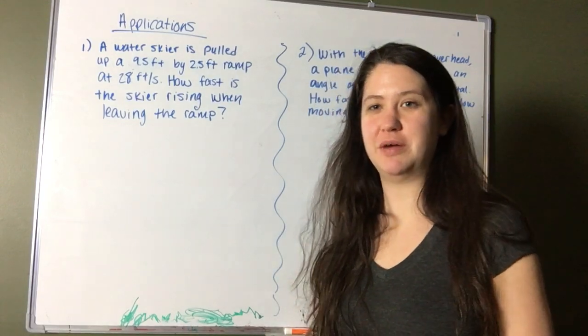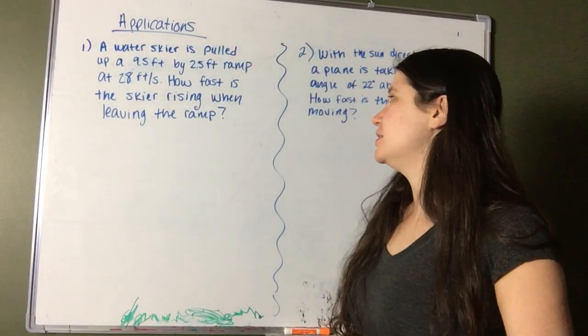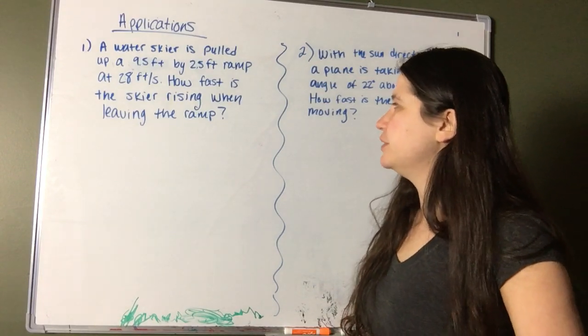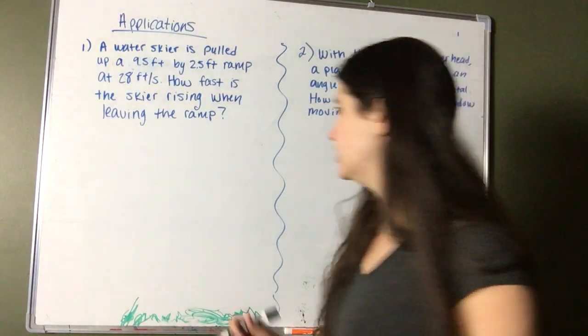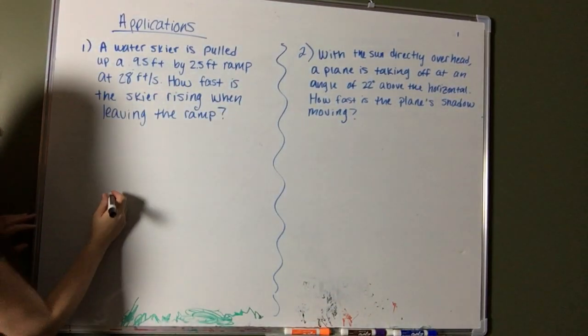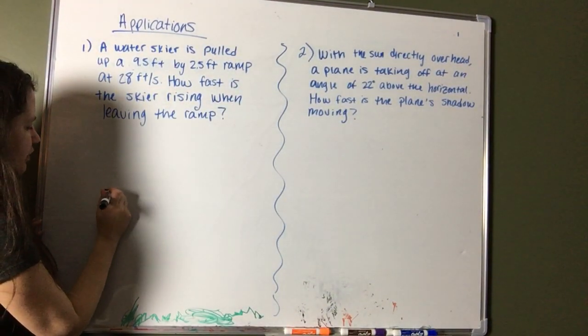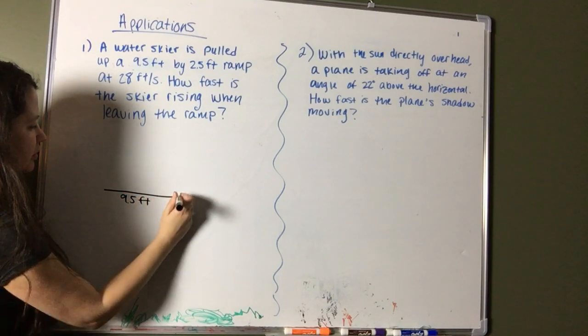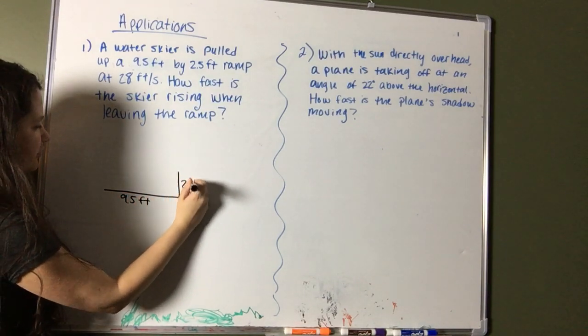A couple of application problems. The first one is about a water skier that's being pulled up a ramp, and the ramp is 9.5 feet by 2.5 feet. So I'm going to draw a picture. 9.5 feet by 2.5 feet.